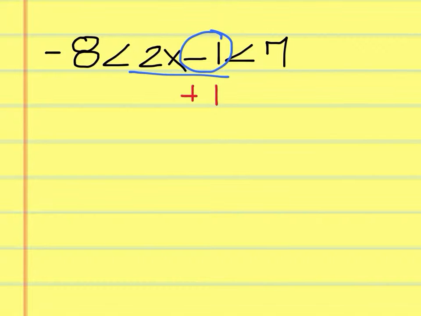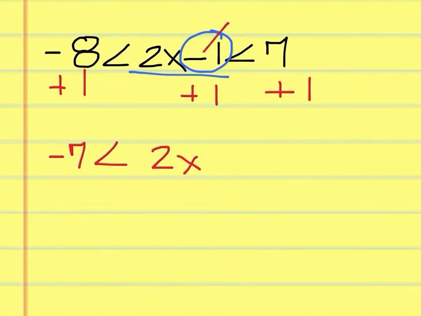But what you do there, you must also do on the far right and the far left. And then go back and simplify. Negative 8 plus 1 is a negative 7. In the middle, you have 2x. These cancel out. And then 7 plus 1 is 8.